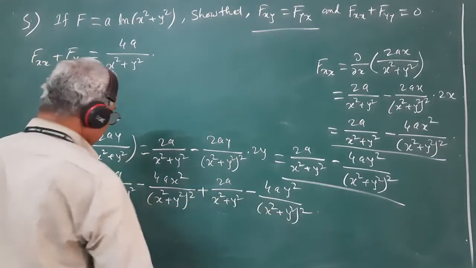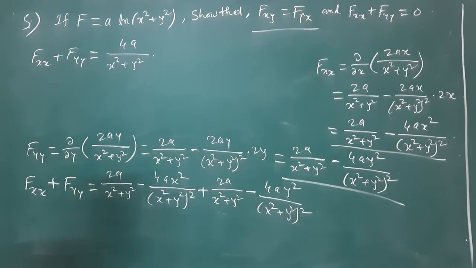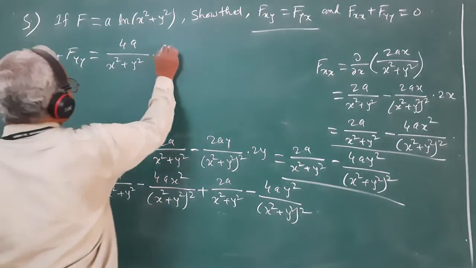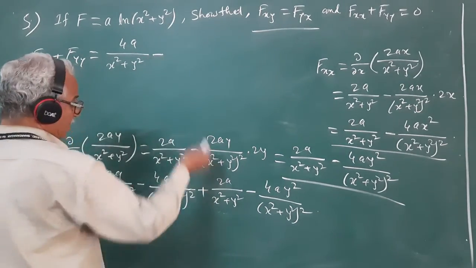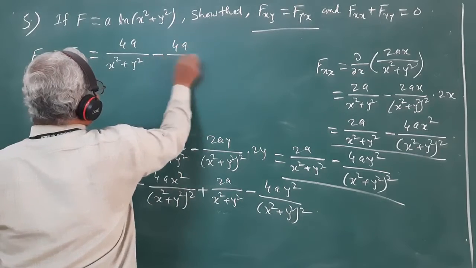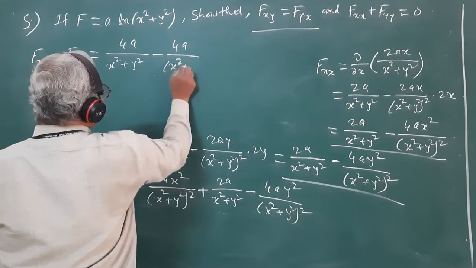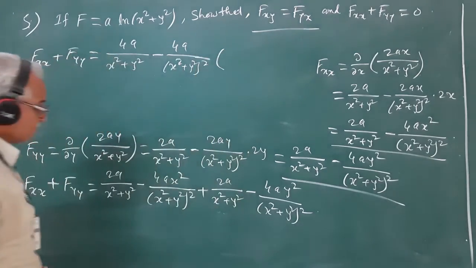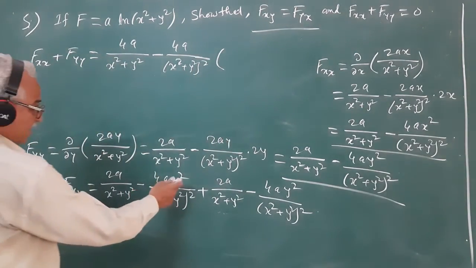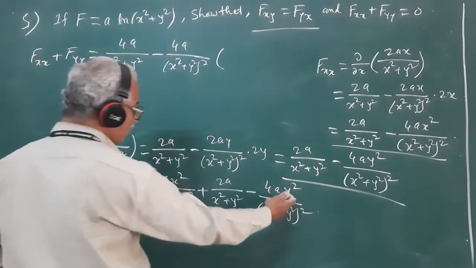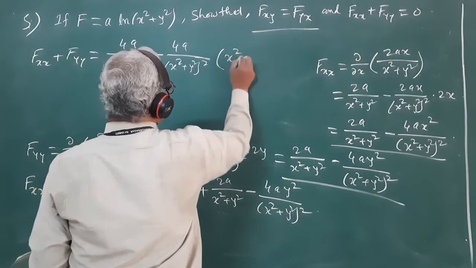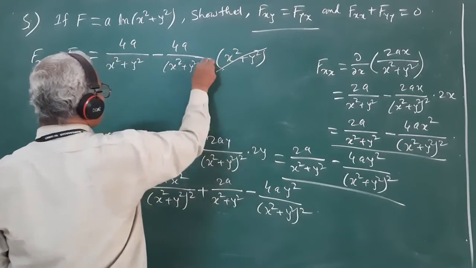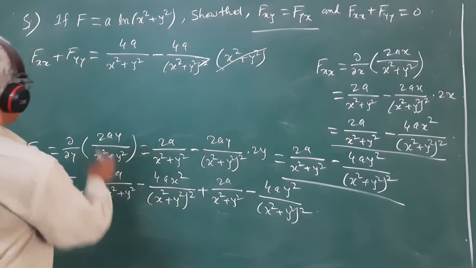From these two terms we can take 4a upon (x square plus y square) whole square common. So this is minus 4a upon (x square plus y square) whole square common here. Into bracket it is x square plus y square. So this x square plus y square will cancel with one x square plus y square here.